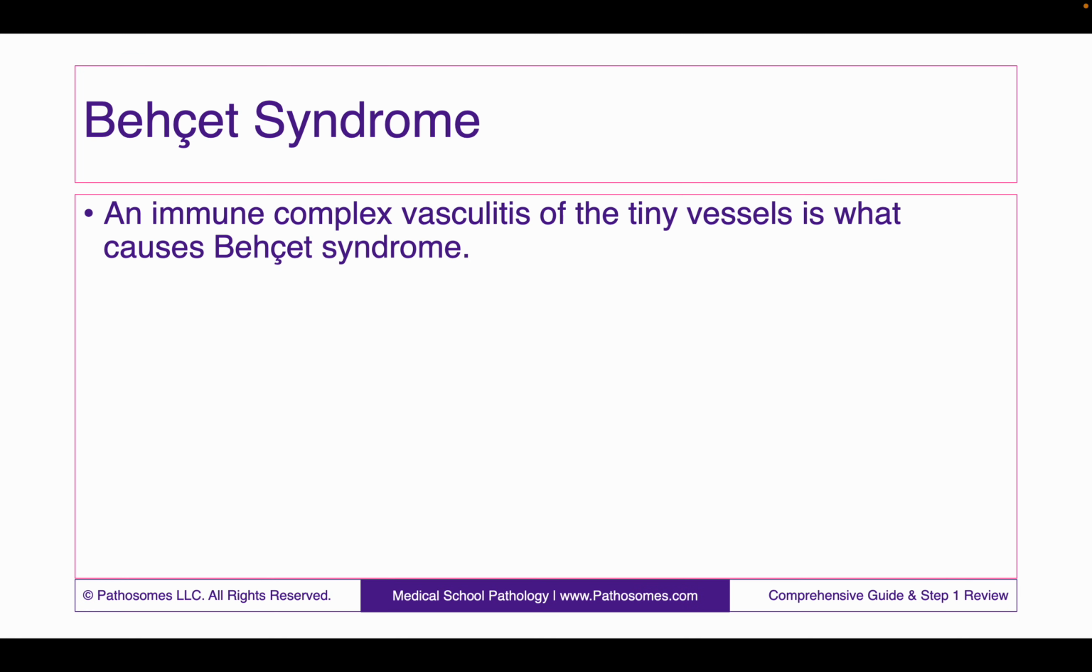Behçet's syndrome is an immune complex vasculitis of the tiny vessels. Wow, vasculitis. Hey, we've talked about vasculitis, right? And I'm sure you've seen them throughout your coursework. So while we're on the subject, we have some large vessel vasculitides, some medium vessel vasculitides, and even some small vessel ones, right?